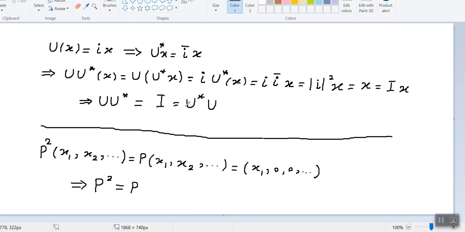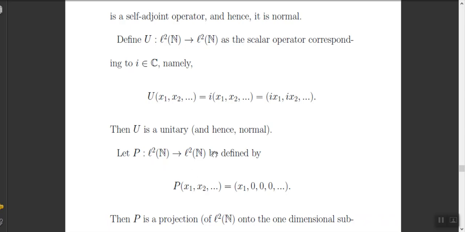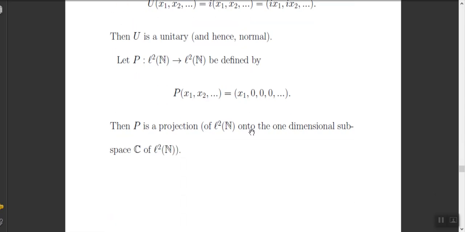Similarly, I leave it to you. You can show that U U star is also equal to identity operator. So this shows that U is a unitary operator. Look at the next example.